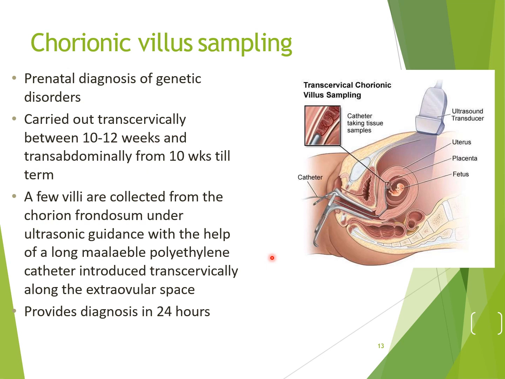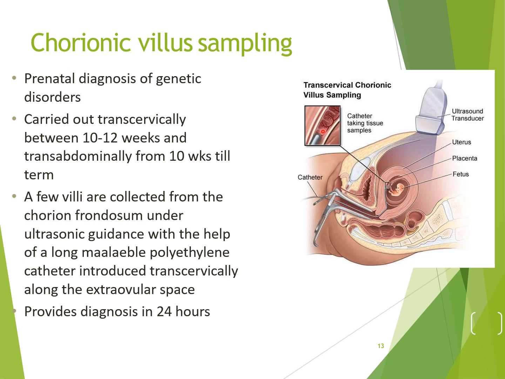And if you are doing it transabdominally, we can do it at around 10 weeks and till term. That is, up to 12 weeks you can do it transvaginally, and after that you can try abdominal. And when you are inserting it, it should be under the guidance of ultrasonography, and villi will be collected from the chorion frondosum under the ultrasonic guidance with the help of a long malleable polythene catheter introduced transcervically along the extraovular space.